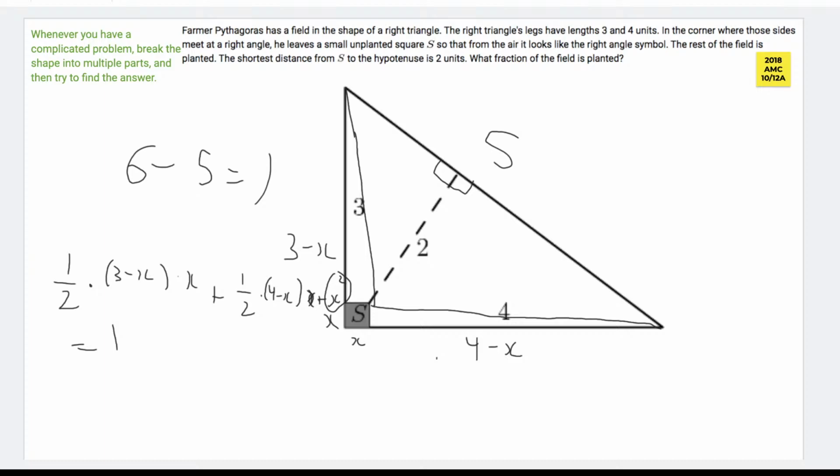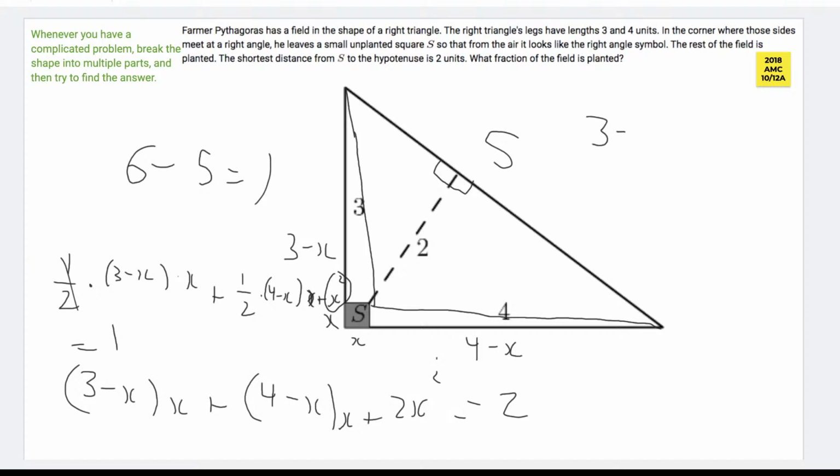So we get 3 minus x times x plus 4 minus x times x plus, you also have to multiply. If you multiply the denominator by 2, then it's 2x squared, and 1 times 2, which is 2. Now we will simplify this to get 3x minus x squared plus 4x minus x squared plus 2x squared equals 2.